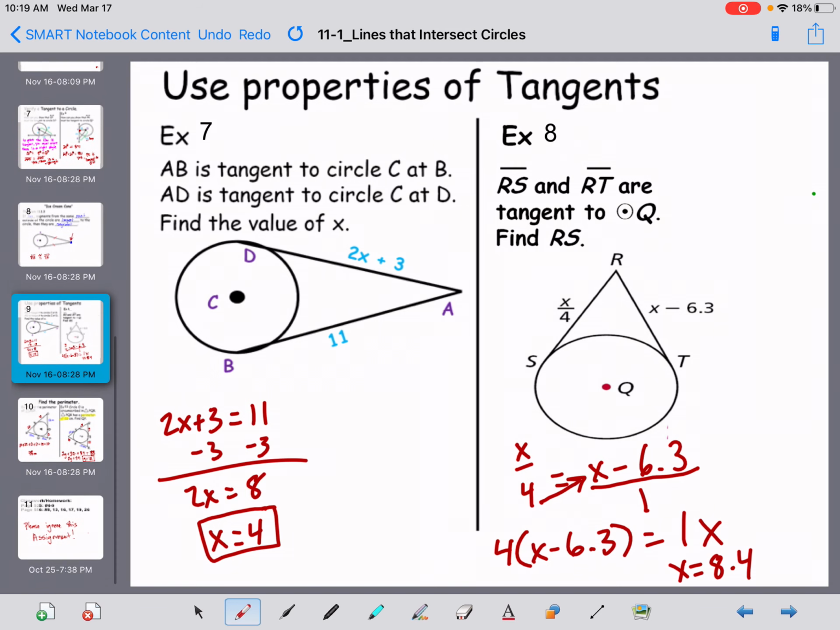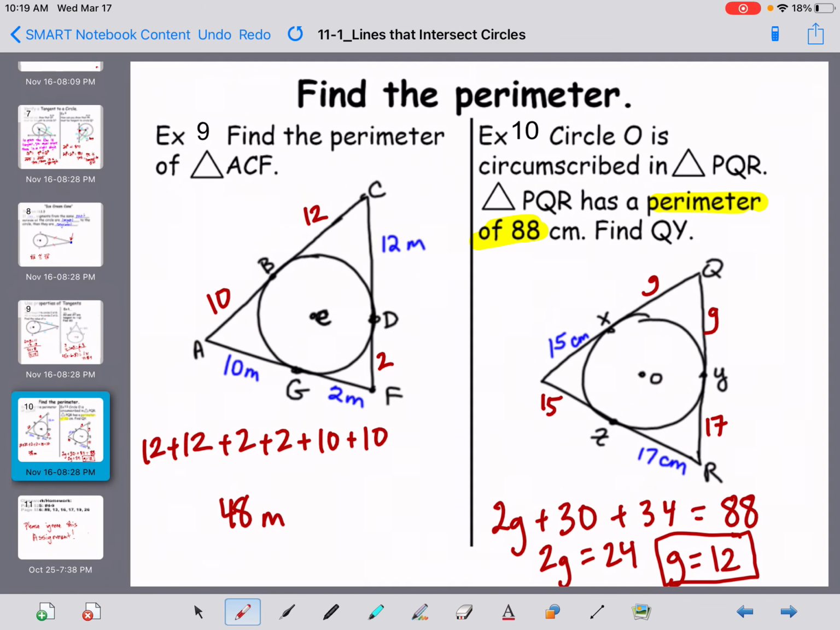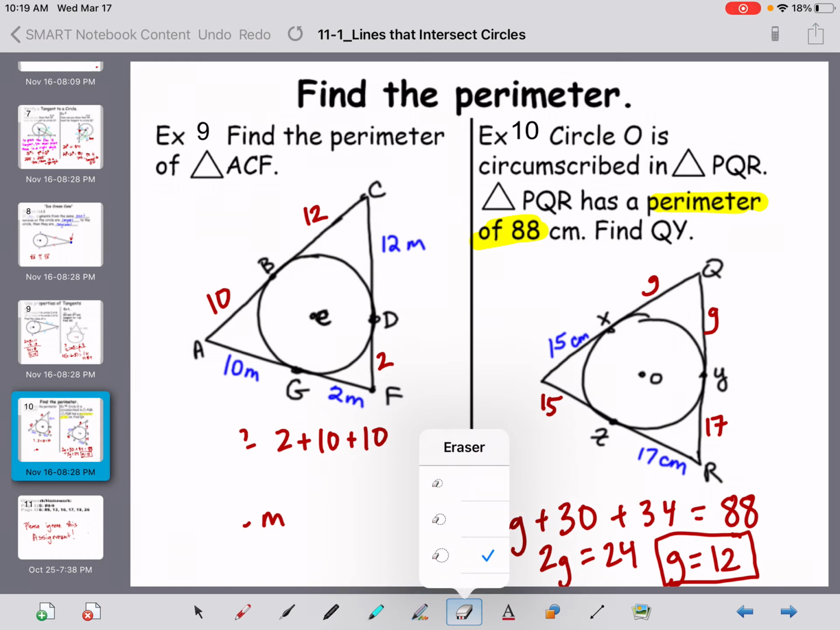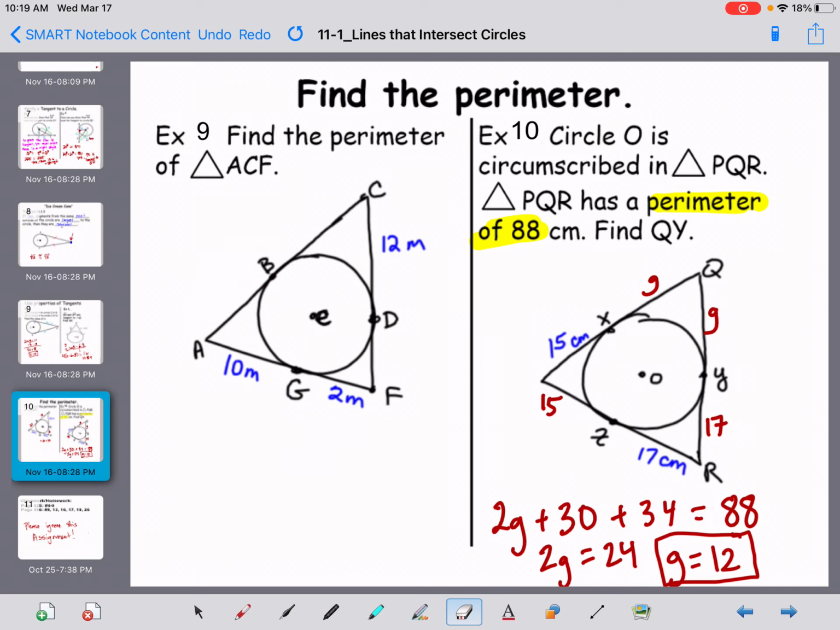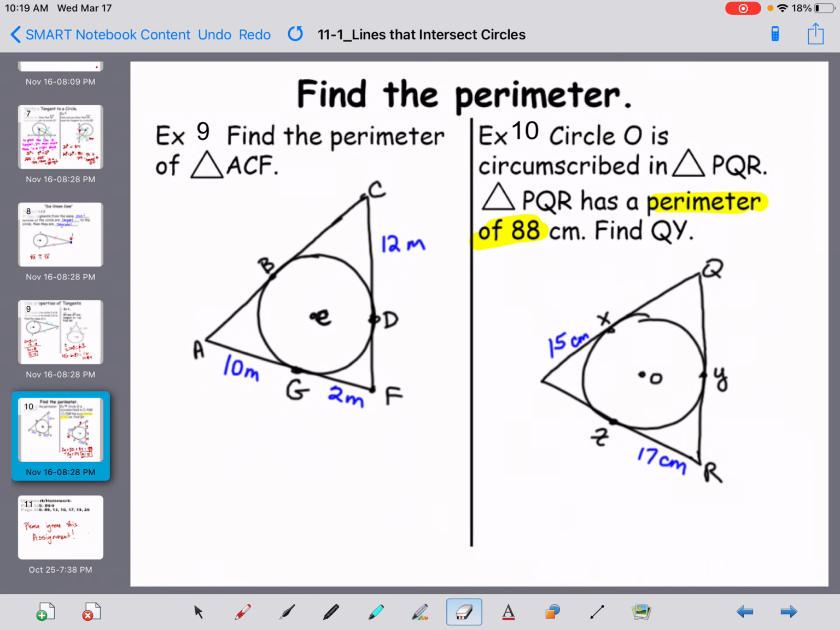Next examples. We're finding the perimeter. So let's erase this here and start over. So this is our last two examples. I've got to find the perimeter. I have no idea what these measures are. Yes, you do. Let's look at it.